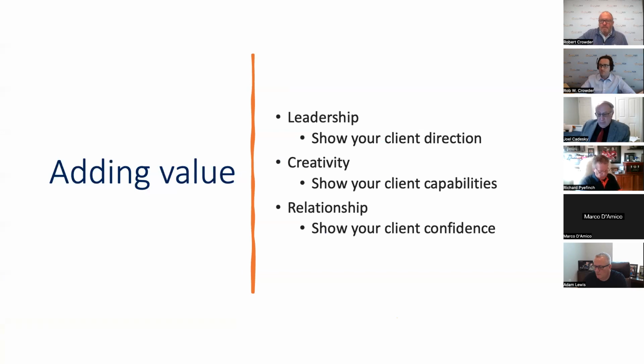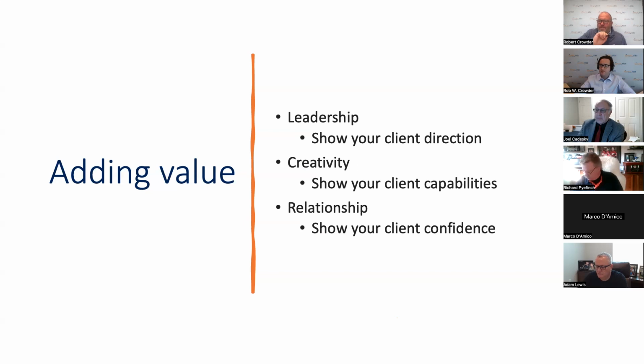I think it's about leadership. You've got to show your client leadership, show your client direction on where they should go with their benefit plan based on their answers to the future-based questions that you're asking. You've got to show your client creativity, because you're showing your client capabilities. You're showing them how their benefit plan can fit in with their business to achieve their results. And you've got to show your client relationship, show them confidence. When you can add value by showing leadership, creativity, and relationship, confidence, capabilities, direction, you're adding value.